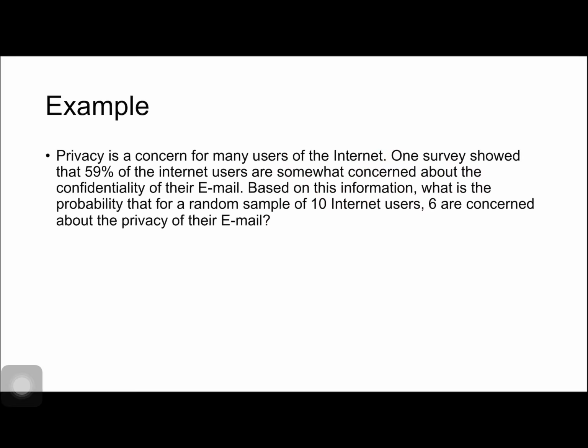So, what are the given values? We have P of 59%, so that's 0.59. Then our Q, if P is 0.59, is 0.41. That's 1 minus P, 1 minus 0.59, that is 0.41. Our N is 10 and our R is 6.